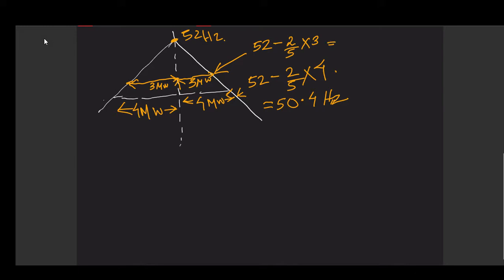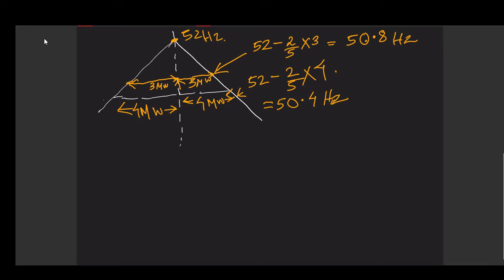this. This will become 2 by 5, correct. Now see that this is what is happening here: when you reduce the load, the change is taking place in an identical manner.